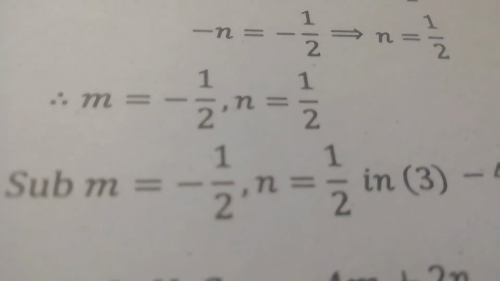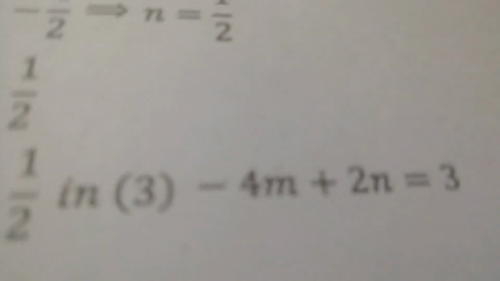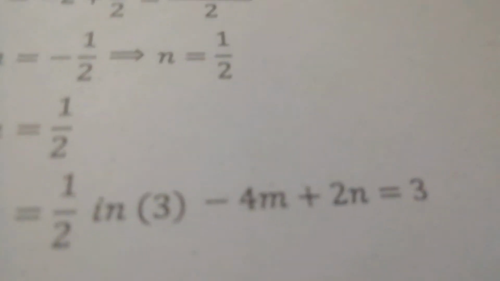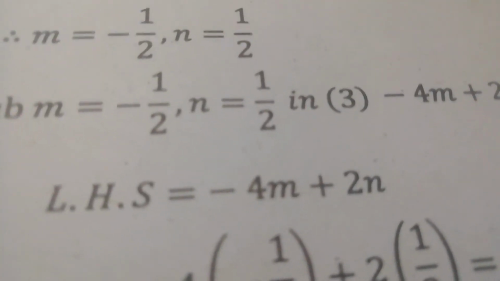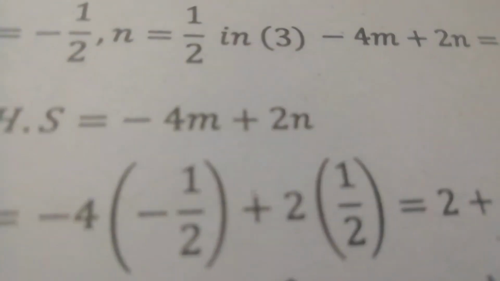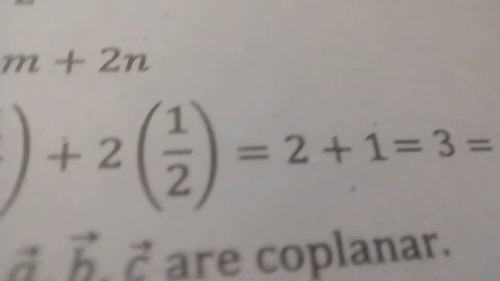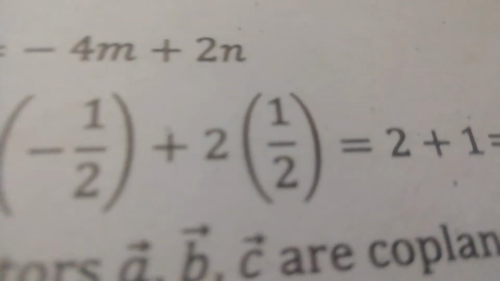So substituting in equation 3, m is equal to minus 1 by 2, n is equal to 1 by 2. If it is satisfied, meaning LHS equals RHS, then it forms a coplanar set. So substituting, LHS is minus 4 into minus 1 by 2 plus 2 into 1 by 2. 4 into 2 cancel, so we get the answer 2 plus 1, 3. So we get the RHS. Therefore A, B, C are coplanar.